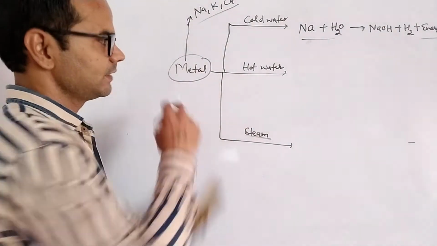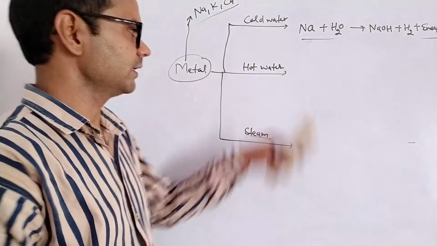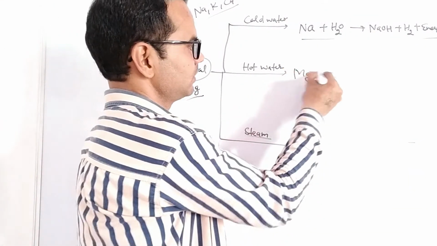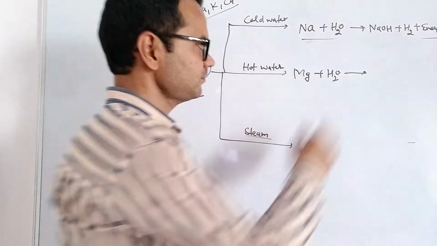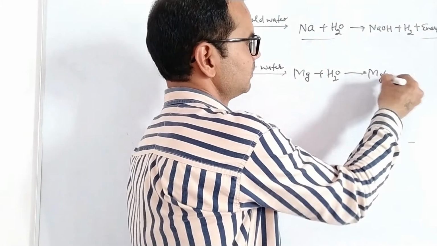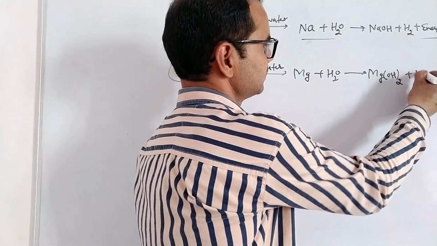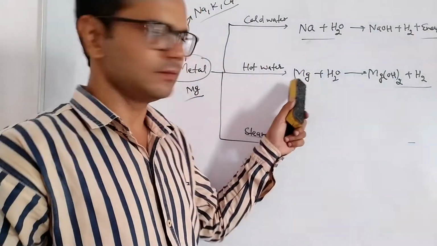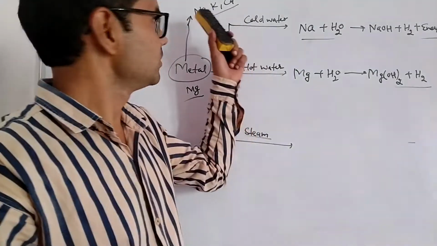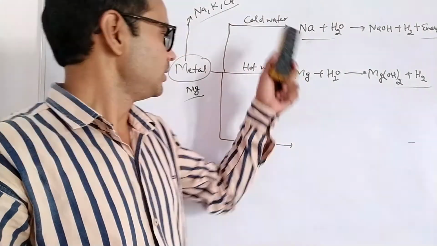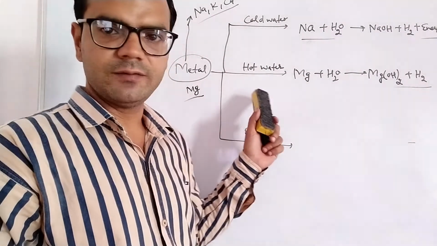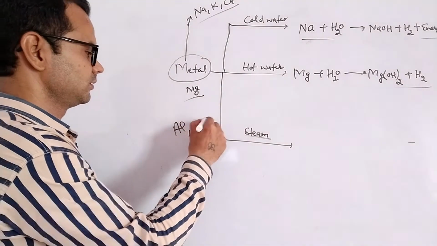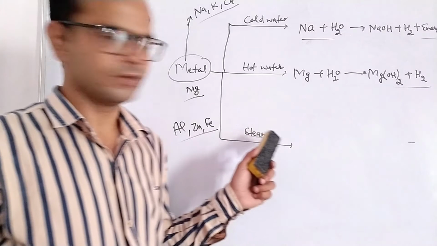But metals which are intermediate reactive react with hot water, like magnesium. Magnesium plus water gives magnesium hydroxide plus H2. Here energy will not be released because magnesium is less reactive than sodium, potassium, calcium. But least reactive metals like aluminium, zinc, iron react with steam.